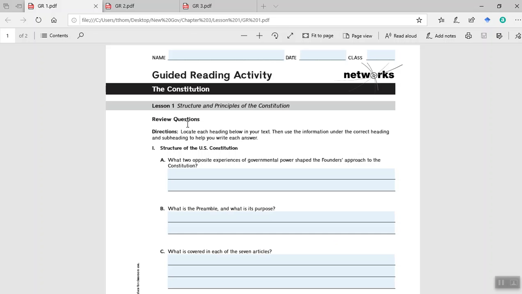Okay, I want to go through the guided reading for you. We're going to go ahead and do this. I'm going to upload these. You're going to have the worksheets. I would highly recommend you doing these so that it can help you with the test.